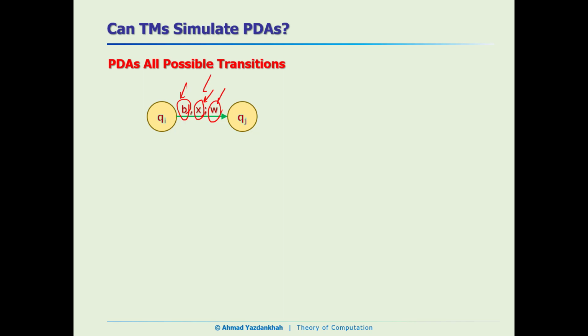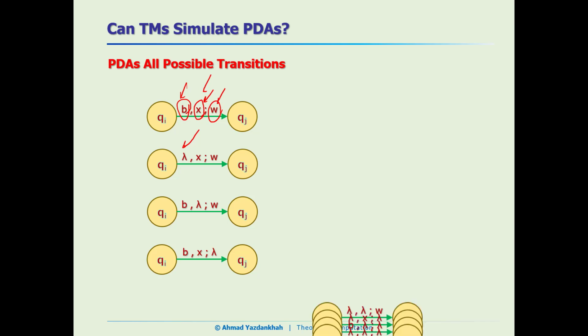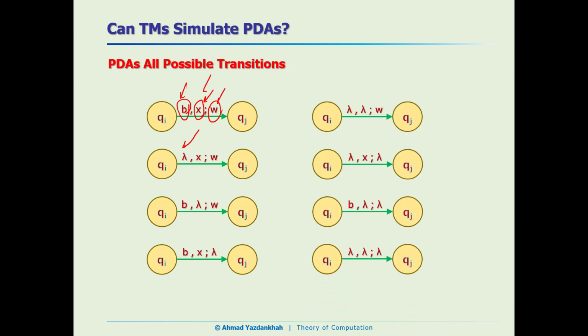But this is not the only one. We have several other things. For example, we can put lambda here, or we can put lambda in other places. And these eight transitions are all possible transitions. So if I can simulate all of these eight types to Turing machine transitions, then I would be able to convert all of the PDAs to Turing machines. So this is called a real simulation, right? We are not going to change the mathematical definitions. We are going to really simulate all of the transitions.